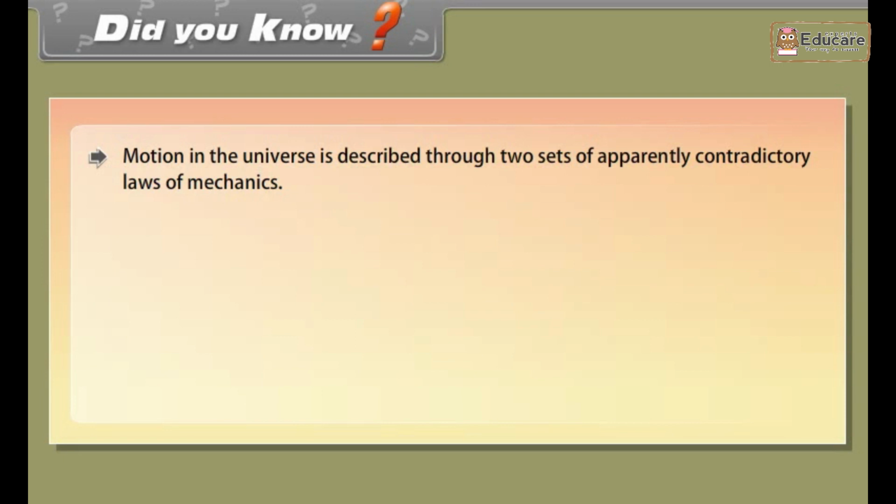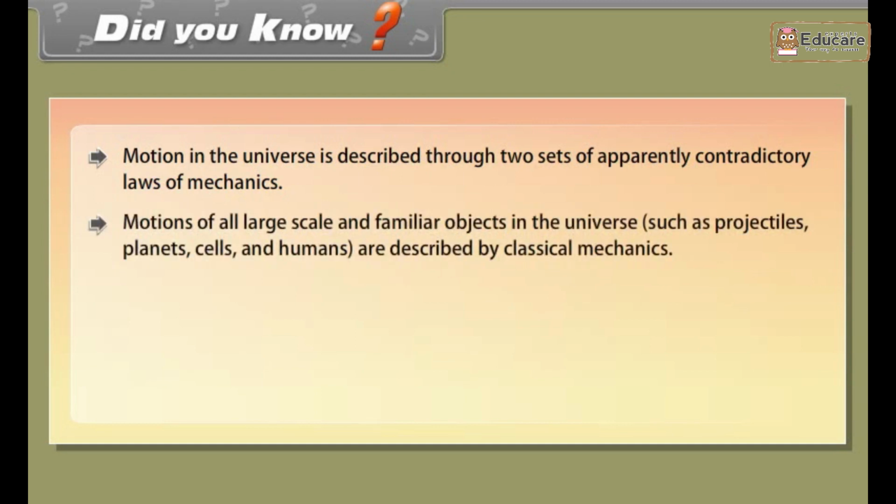Did you know? Motion in the universe is described through two sets of apparently contradictory laws of mechanics. Motions of all large-scale and familiar objects in the universe, such as projectiles, planets, cells, and humans, are described by classical mechanics.